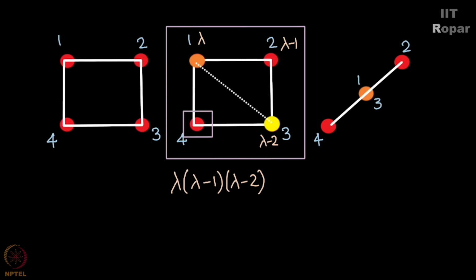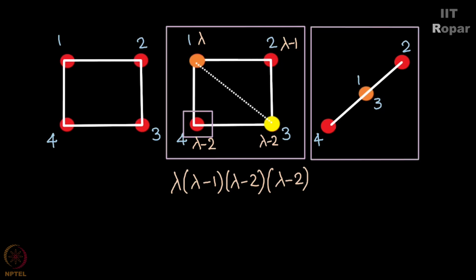So 4 has only the option of choosing lambda minus 2 colors. So it's into lambda minus 2. So lambda into lambda minus 1 into lambda minus 2 into lambda minus 2. And look at this graph. It's just a simple path graph. We know the answer for this. Lambda times lambda minus 1 times lambda minus 2, and of course a plus symbol here.